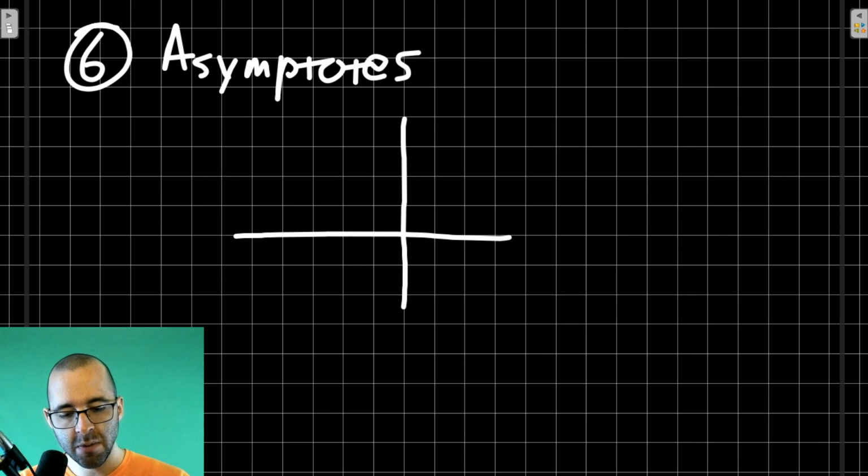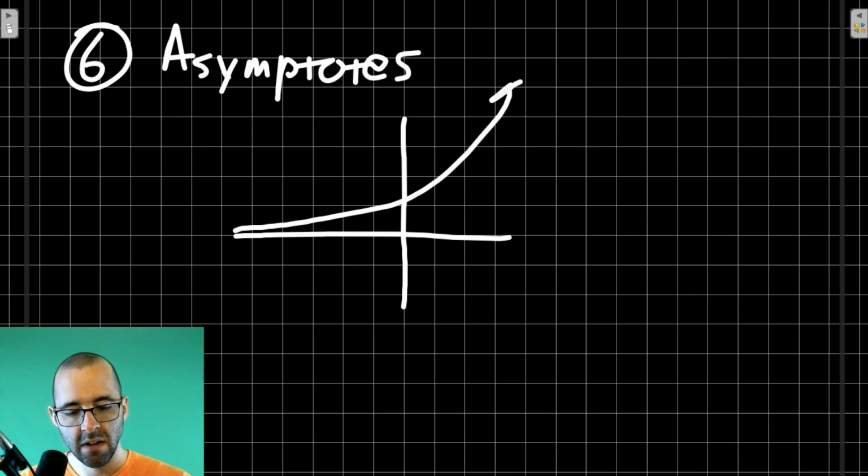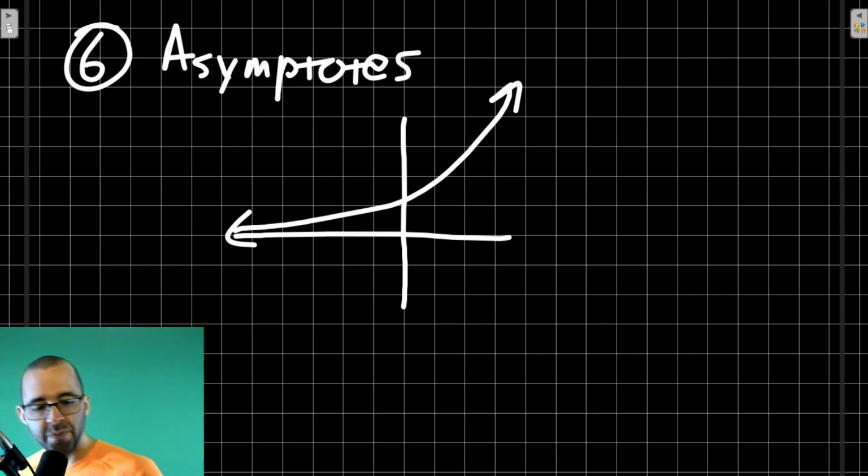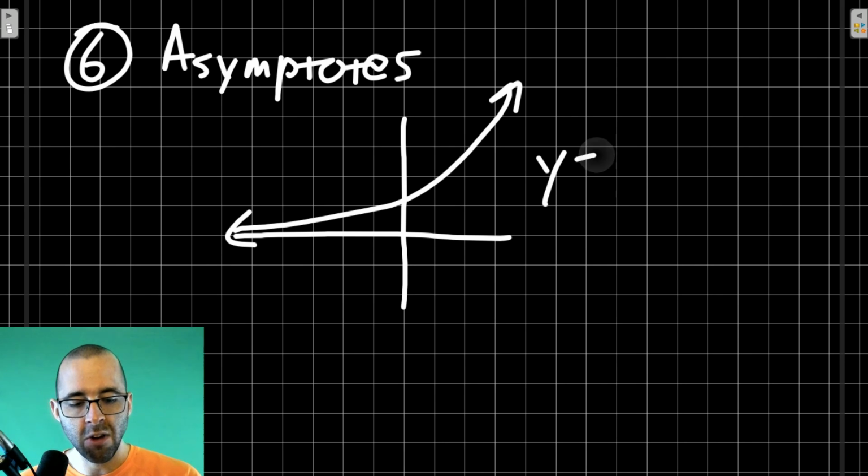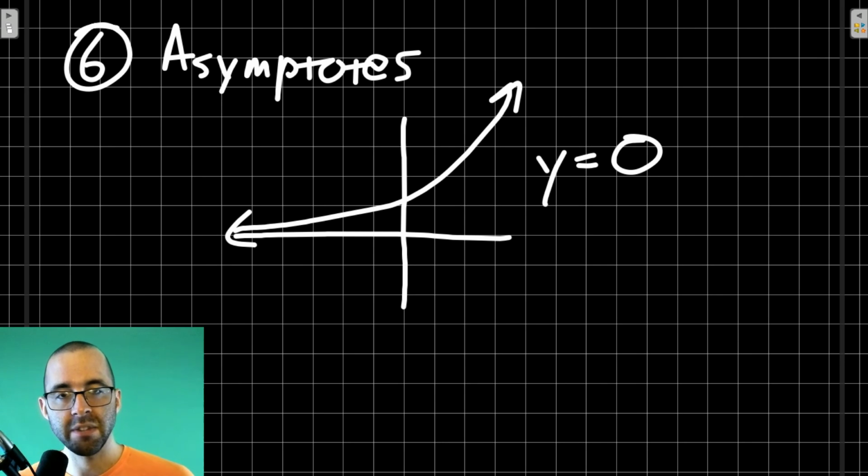If I'm looking at an exponential function, like so, there's a horizontal asymptote on the x-axis right there. So the asymptote here would be the horizontal line, y equals 0. So remember to always include the actual equation.